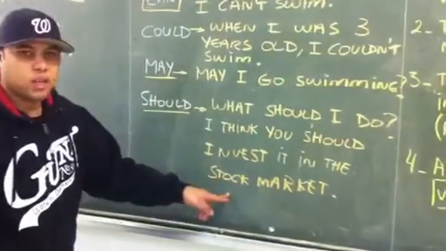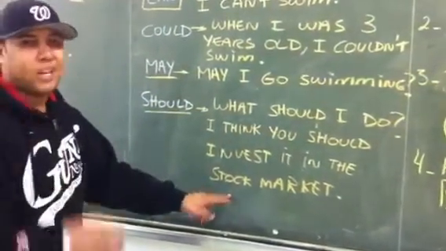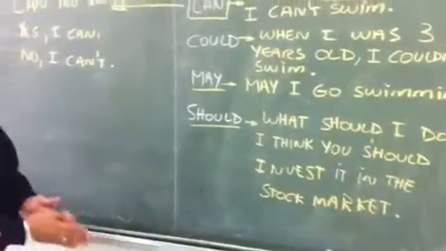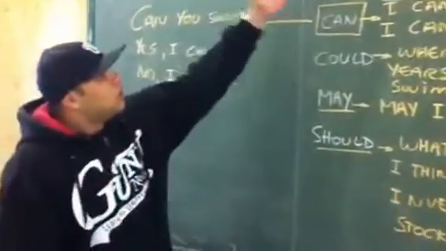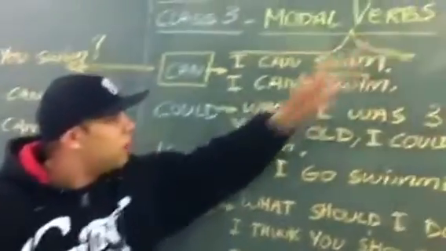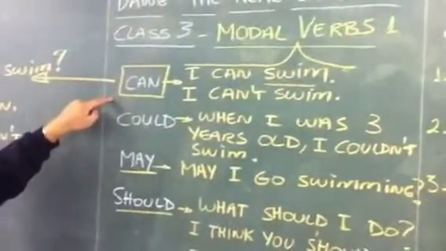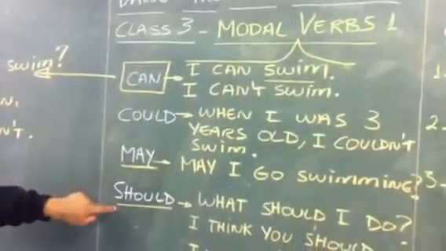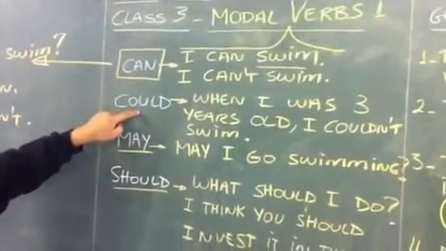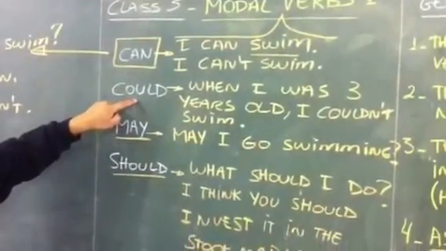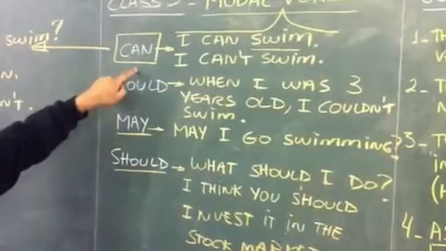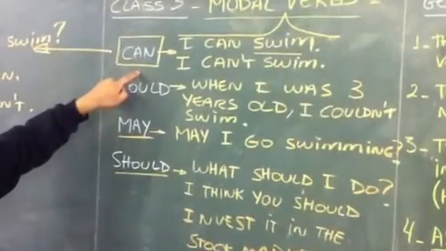I don't have money in the stock market because I'm a teacher and I don't have a lot of money. So let's see what we have in here. So this is what we call modal verbs. We have 4 examples of them. Can, could, may, and should. Can and could, they're both used for permission and for ability. We have examples of ability today.